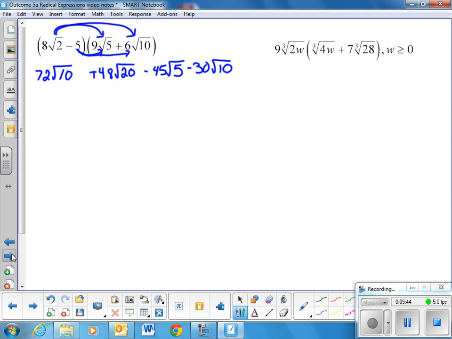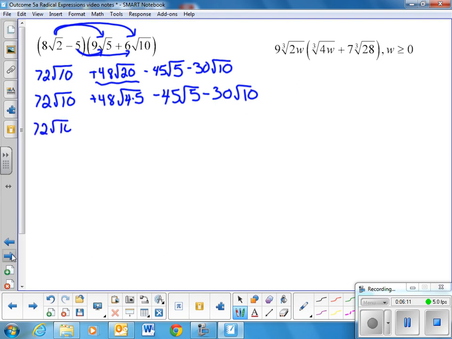See if we can simplify anything under the square roots. The only one that can be simplified is this root 20, so let's rewrite everything else. So 72 root 10 plus 48. 20 can be broken into 4 times 5. Nothing else can be simplified. So continuing to work on simplifying this second term, we end up with positive 48, and the square root of 4 is 2, so we end up with 2 root 5. Again, everything else stays the same.